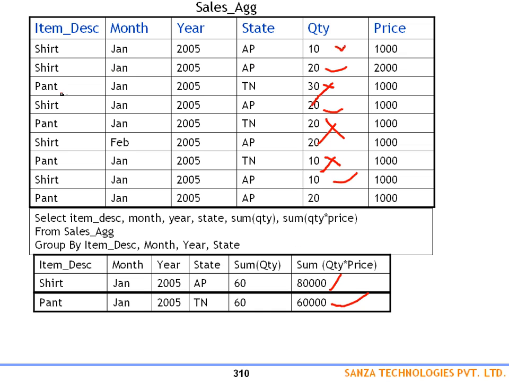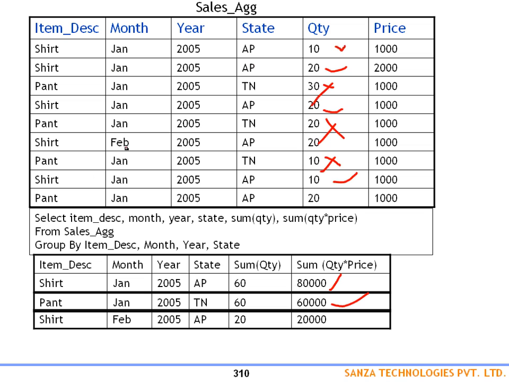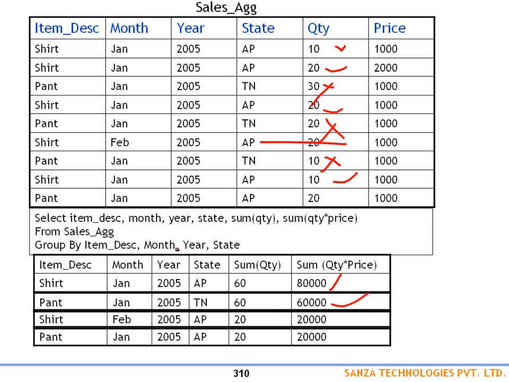Then next combination, shirt February 2005 AP, 20, only 1 record. Then the next combination, pant January 2005 AP, only 1 record, 20,000. So this is how aggregation works.